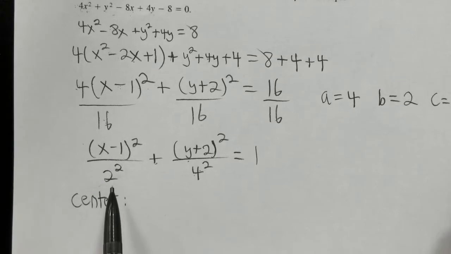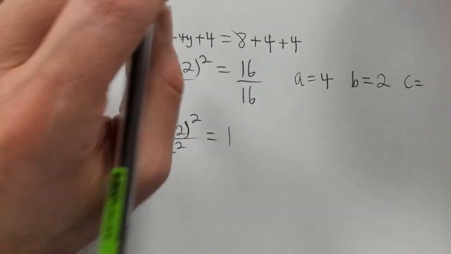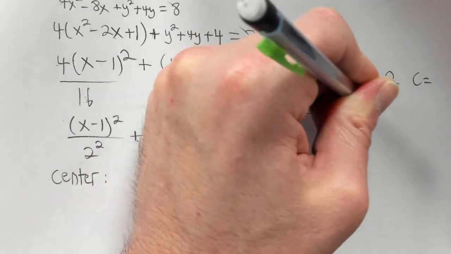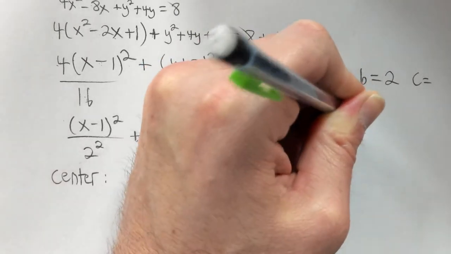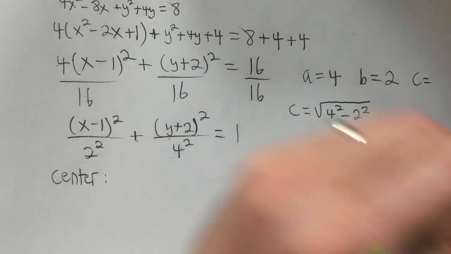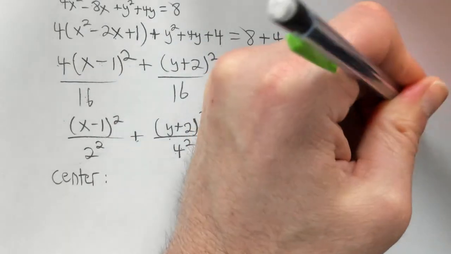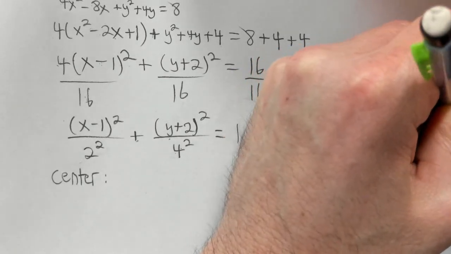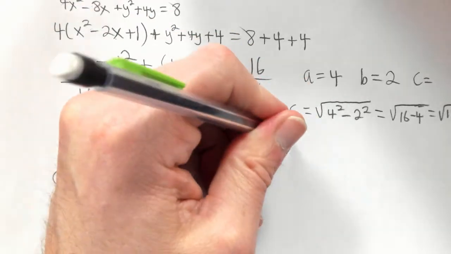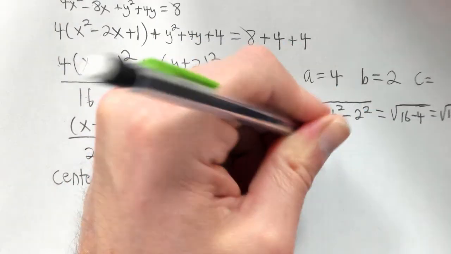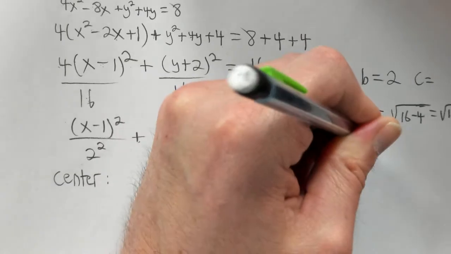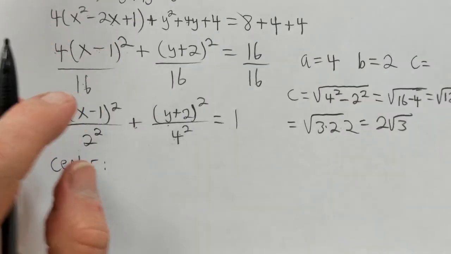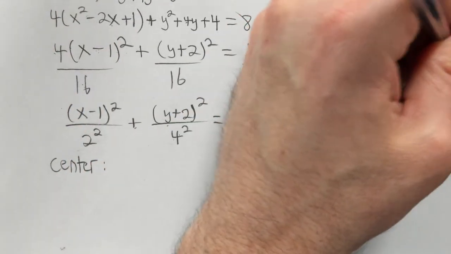So now that we have it in standard form and have read off the A and the B, we can use that equation in order to find the value of C, which is going to be the square root of 4 squared minus 2 squared, and that's the square root of 16 minus 4, which is the square root of 12. Further simplifying that, the square root of 12 is 3 times 2 times 2. A pair of 2's can come out of there, so that'll be 2 square roots of 3. All right? So my value of C is 2 square roots of 3.